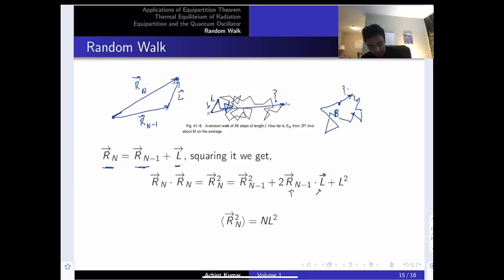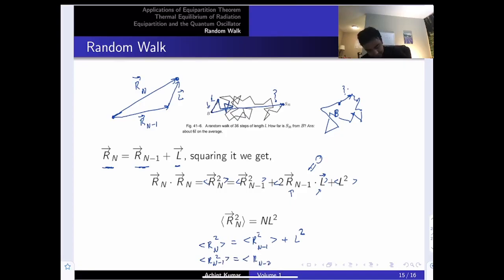So the dot product, when I take the average on both sides, this term would be equal to 0. So what I eventually end up getting is the average value of Rn squared is equal to the average value of Rn minus 1 squared plus L squared. Then I can keep doing this for smaller and smaller values of n.